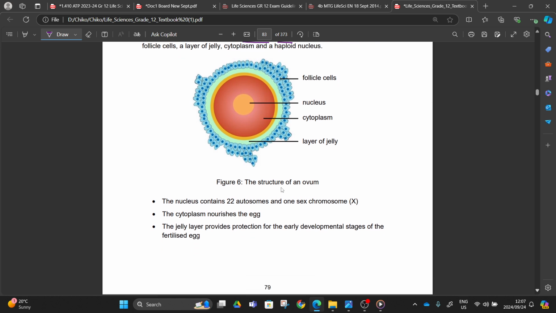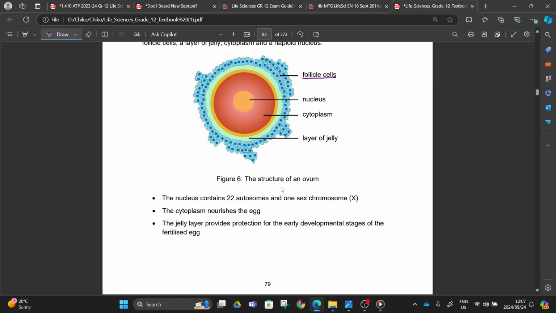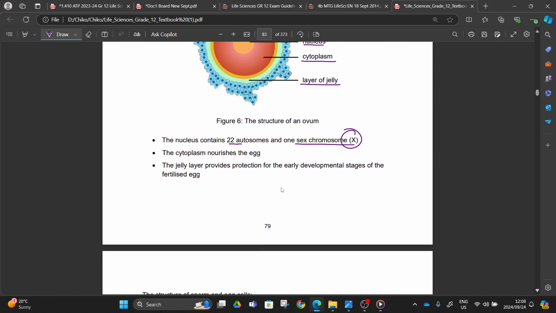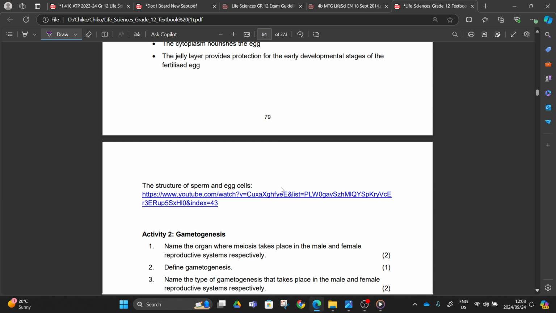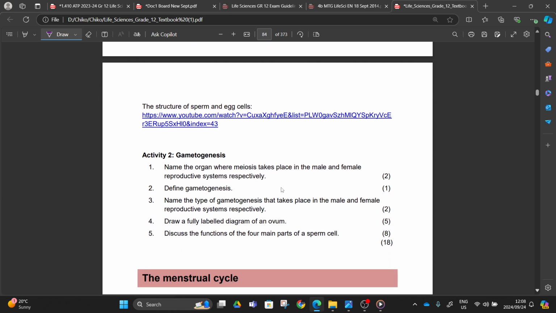As you can see in the structure of an ovum, we have our follicle cells, our nucleus, our cytoplasm, and our layer of jelly. Our nucleus has 22 autosomes and an X chromosome, which is X in female. We also have our cytoplasm that nourishes the egg, and the jelly layer provides protection. From there we have our activity, and that was the end of today's revision class.